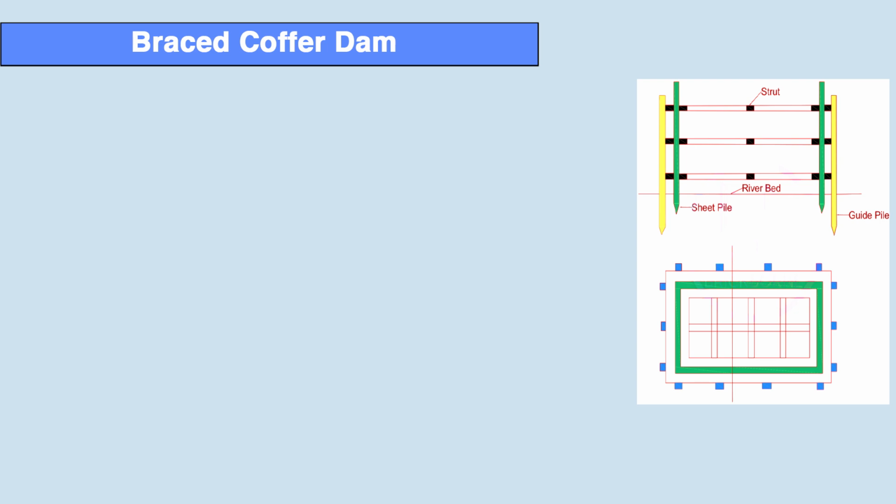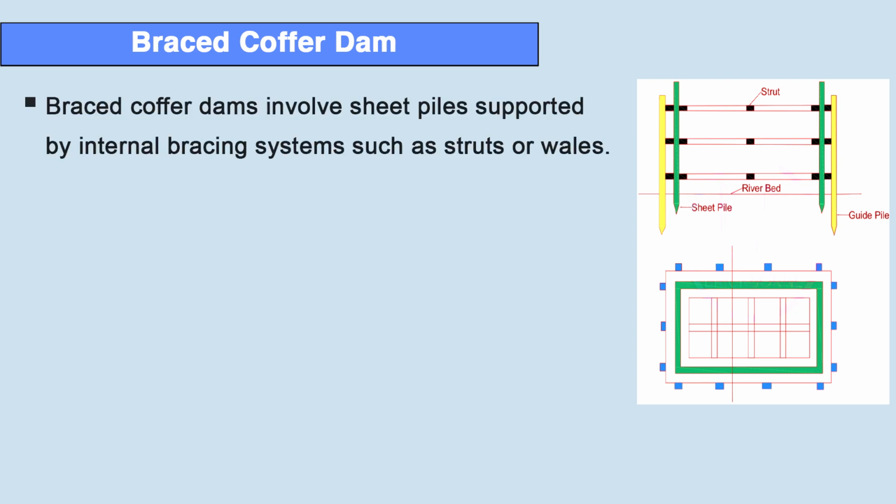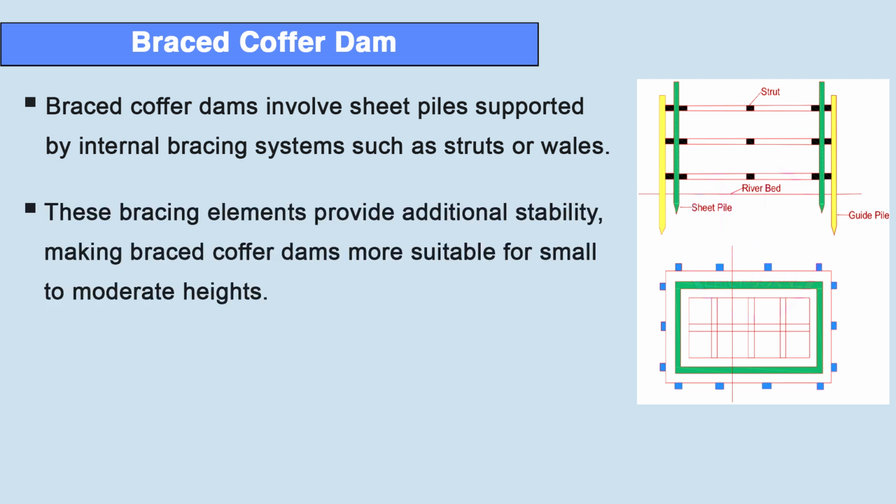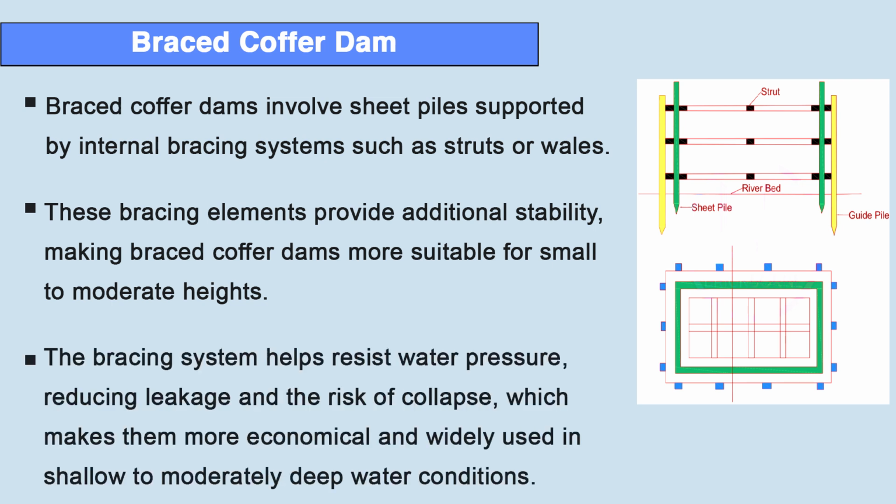Then the next is the braced coffer dam. Braced coffer dams involve sheet piles supported by internal bracing systems such as struts or wales. These bracing elements provide additional stability, making braced coffer dams more suitable for small to moderate heights. The bracing system helps resist water pressure, reducing leakage and the risk of collapse, which makes them more economical and widely used in shallow to moderately deep water conditions.